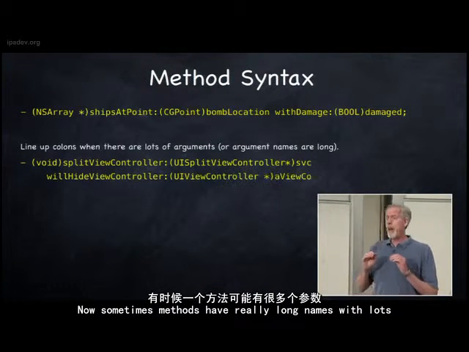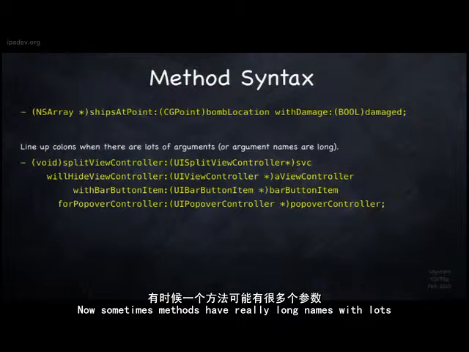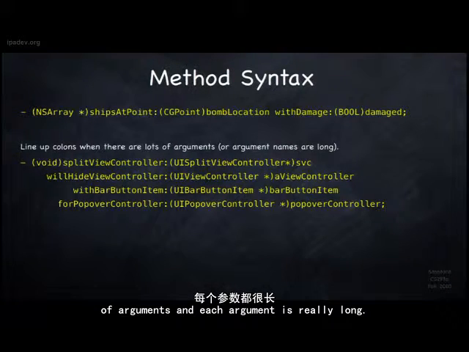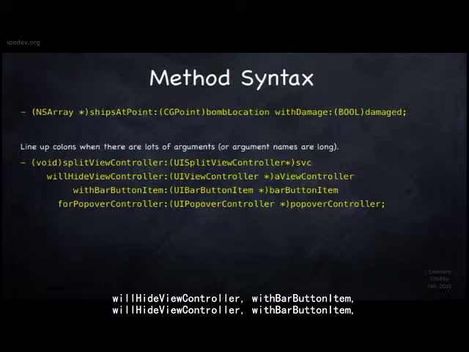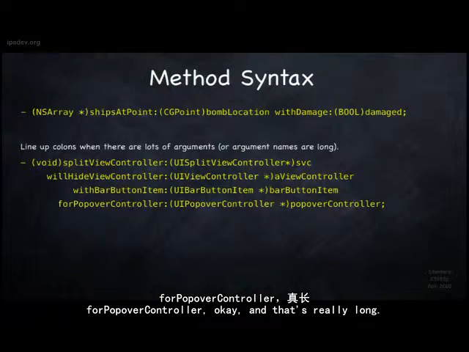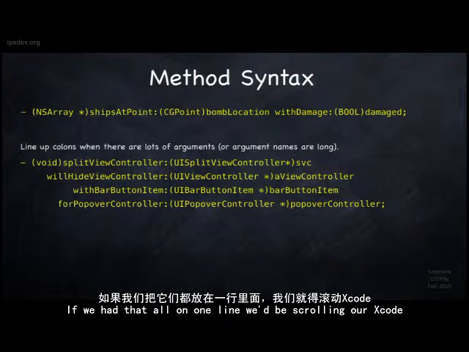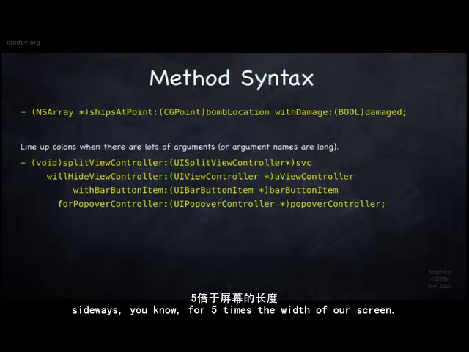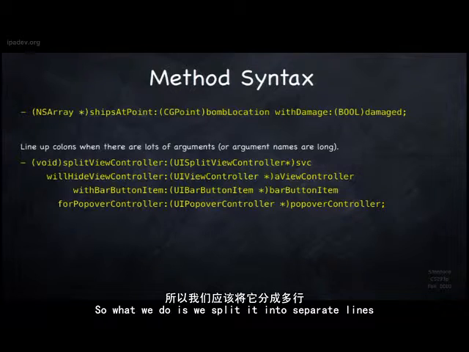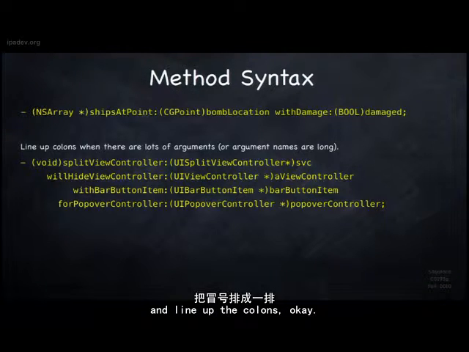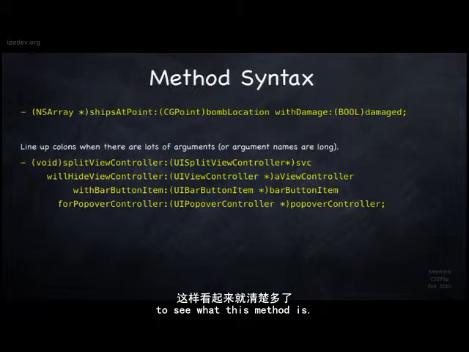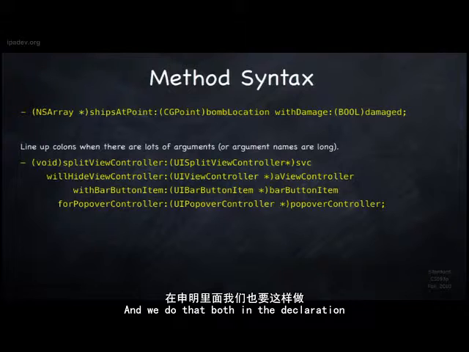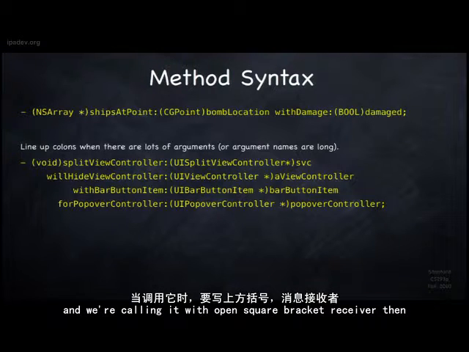Now, sometimes methods have really long names with lots of arguments, and each argument is really long. For example, here's one: splitViewController:willHideViewController:withBarButtonItem:forPopoverController:. Okay, now that's really long. If we had that all in one line, we'd be scrolling our Xcode sideways for 5 times the width of our screen. So what we do is we split it into separate lines and line up the colons. Okay, and then you can see why that would make it a lot clearer to see what this method is. And we do that both in the declaration, which is what this is, and also when we're calling it.